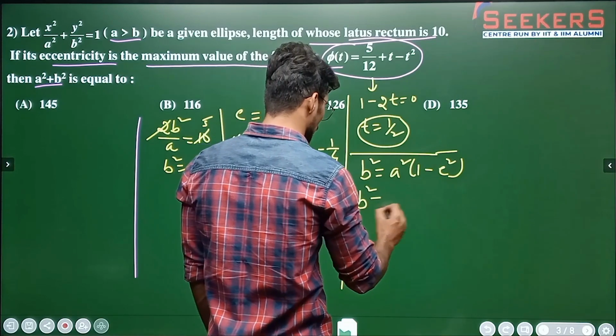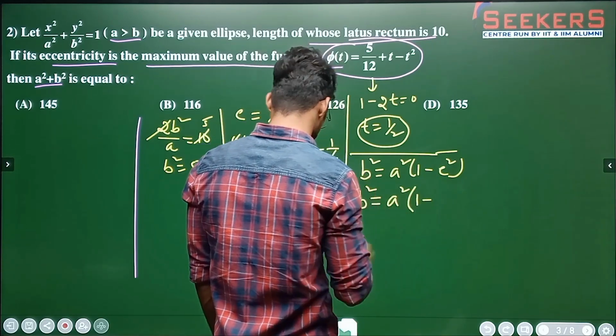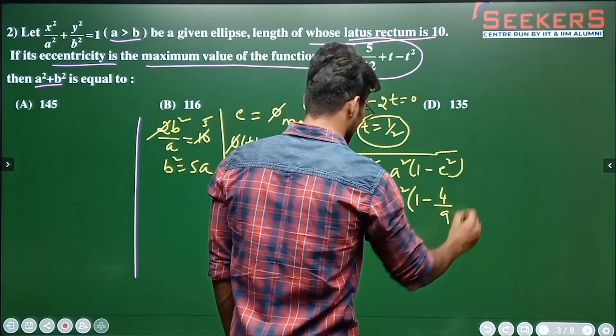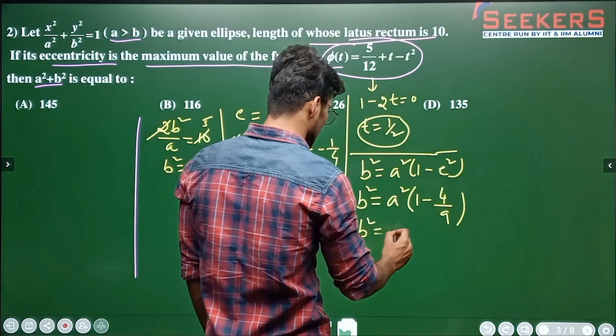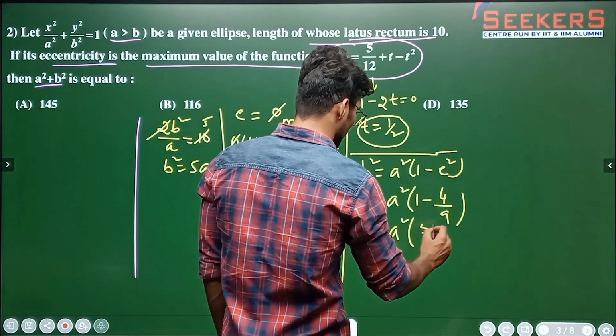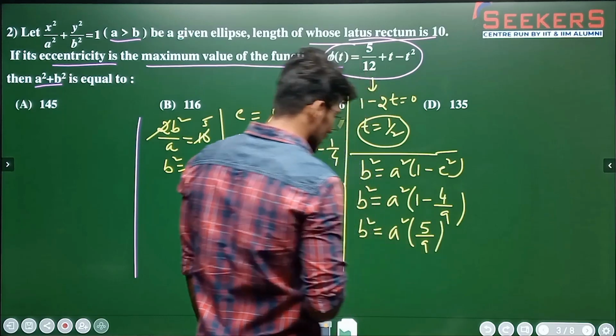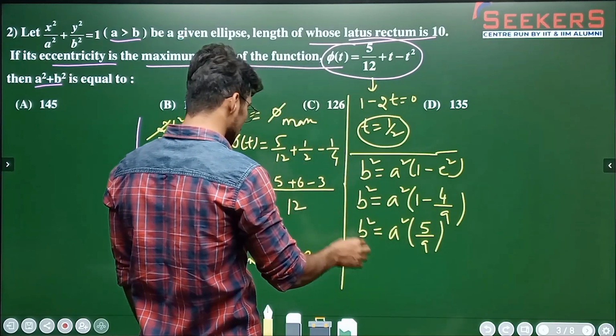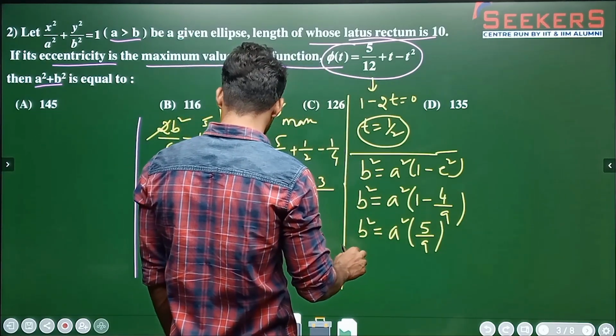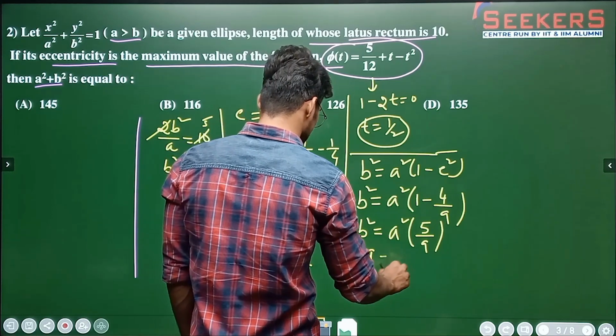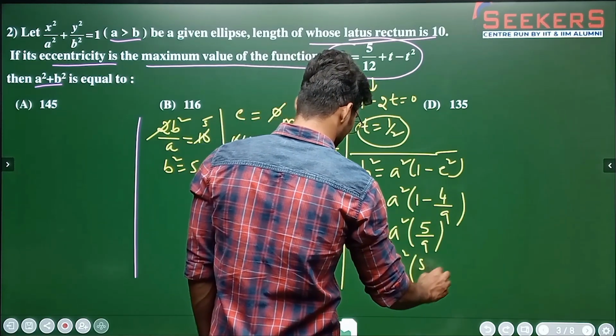b square is equal to a square into 1 minus 4 by 9. So 4 by 9 I am getting. b square is equal to what? a square into 5 by 9. So b square is equal to a square into 5 by 9. Now I know that b square value is what here? 5a. So 5a is equal to a square into 5 by 9.